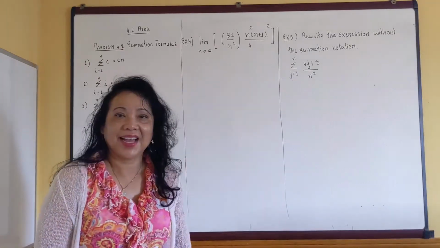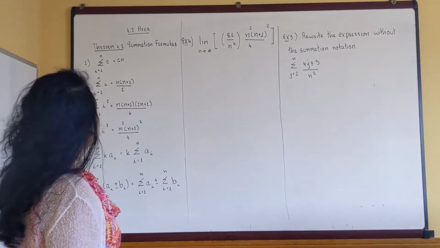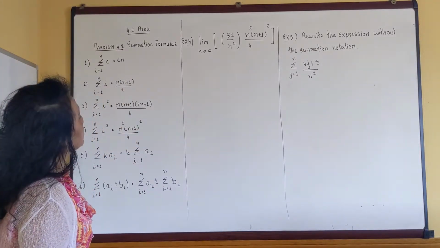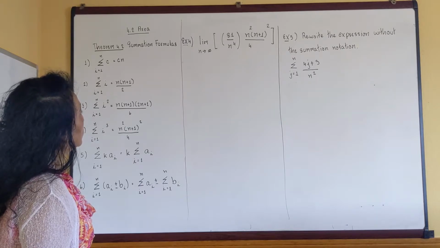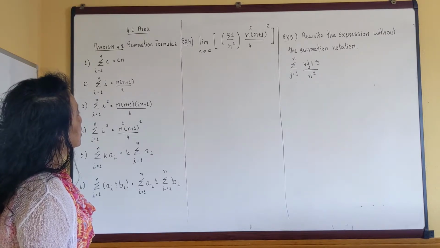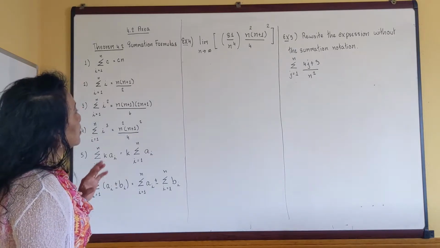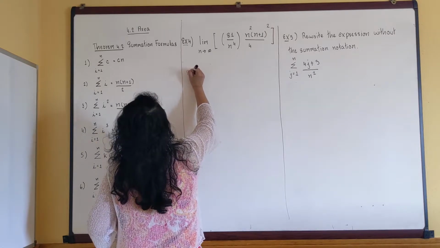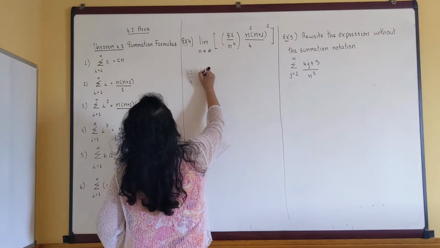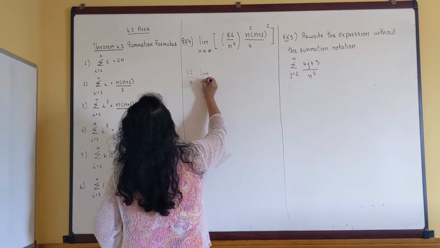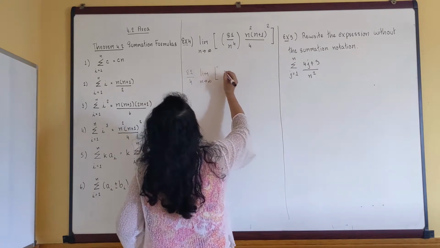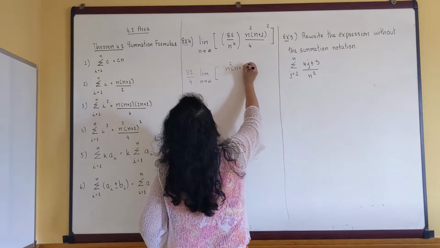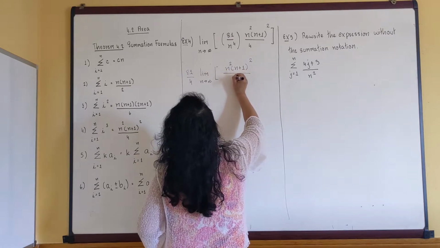Alright. Hi everyone, let's continue our section 4.2. Let's go to the fourth example. Here I have the limit of this expression. I'm going to bring out the constant, which is 81 over 4, right? So I'm going to bring out 81 over 4, then I will have the limit as n goes to infinity of n squared times (n plus 1) quantity squared over n to the 4th.